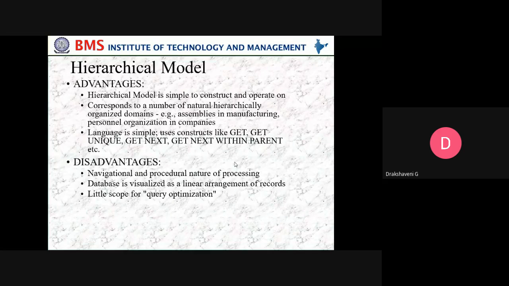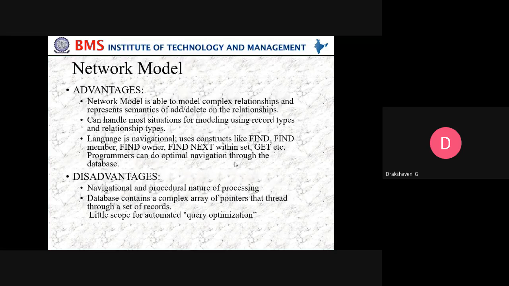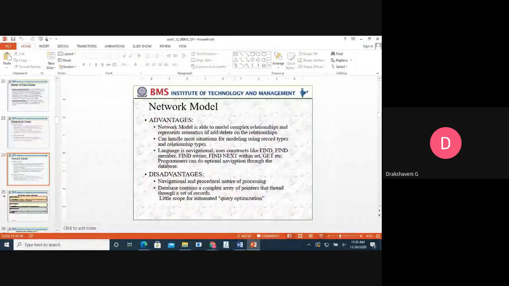But what are the disadvantages of the hierarchical model? Navigational and procedural nature of processing. The database is visualized as a linear arrangement of records. Little scope for query optimization. So these are the disadvantages of the hierarchical model. In the same way, what are the disadvantages of the network model? I'll stop here. We'll continue in the next class.